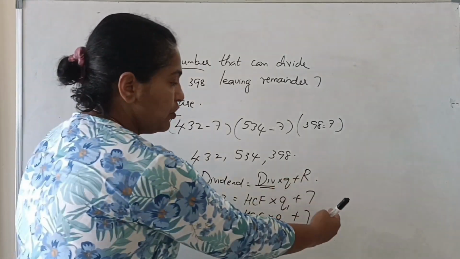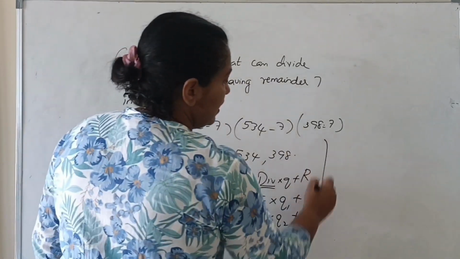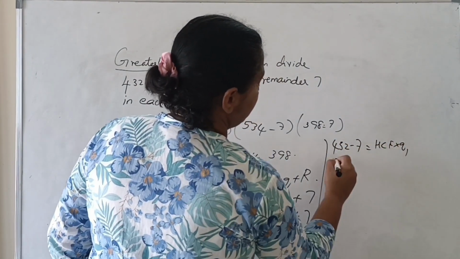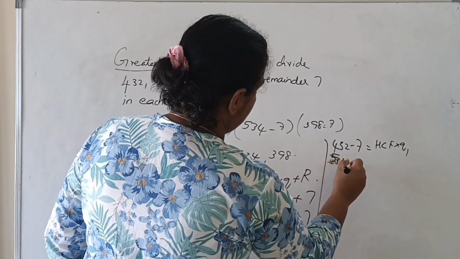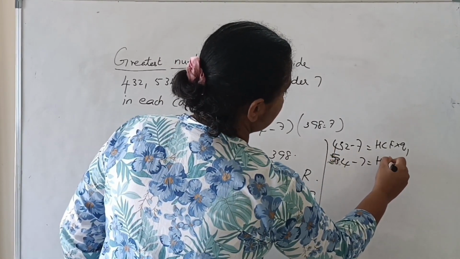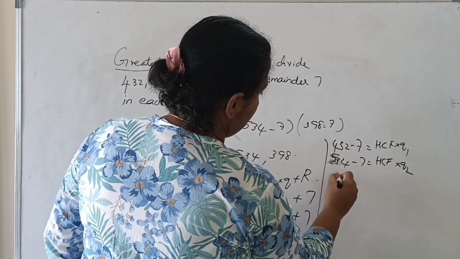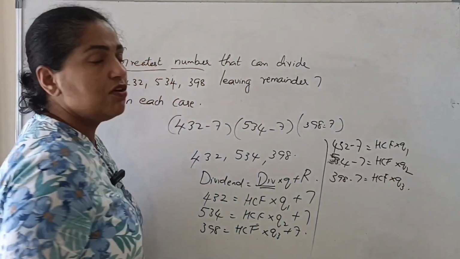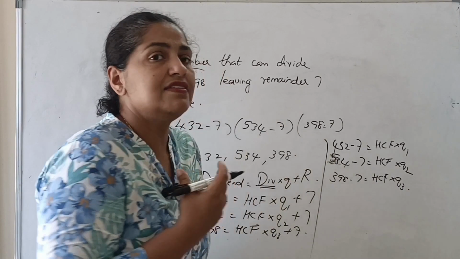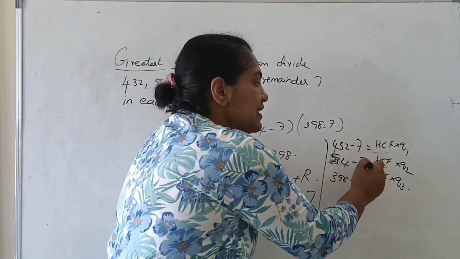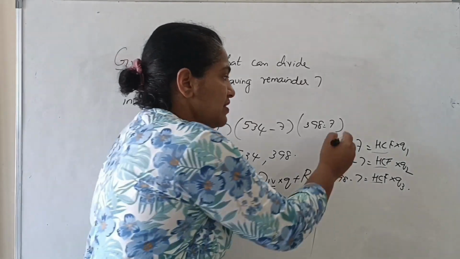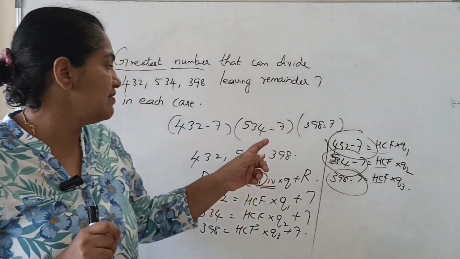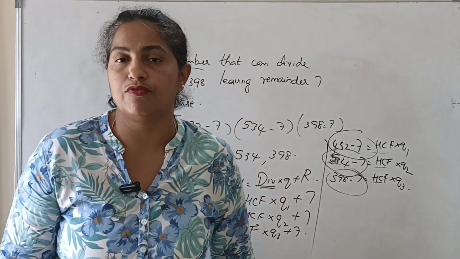So far so good. I am going to take 7 to this side. What do I get? I will get 432 minus 7 is equal to HCF into Q1. 534 minus 7 is equal to HCF into Q2, and 398 minus 7 is equal to HCF into Q3. We got 3 equations. Now, what is it that we need to find? We need to find the HCF. HCF of what? HCF of this set of numbers. That is the reason we are subtracting 7 from this and then finding the HCF of that.